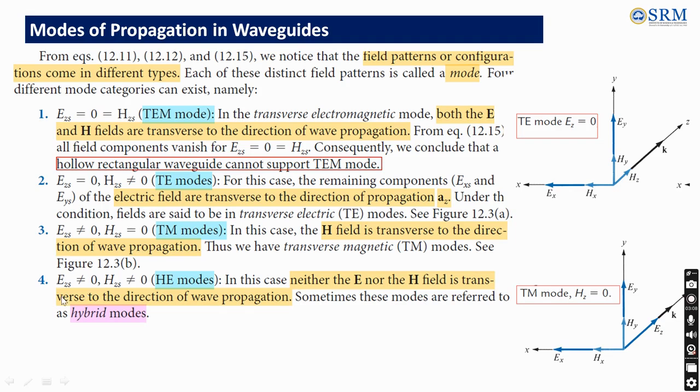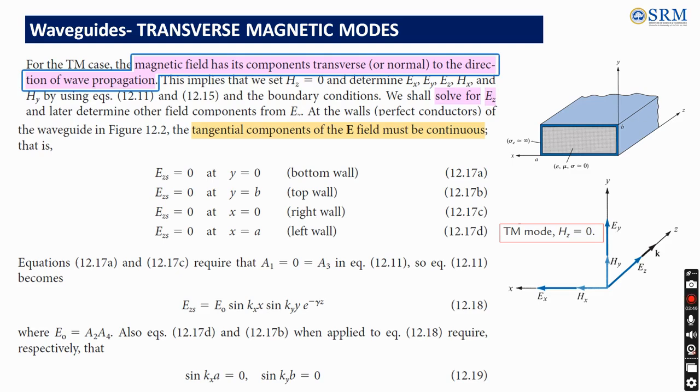And the last case is if both are not equal to zero. If both the electric and magnetic field along the wave direction are not equal to zero, that is called hybrid mode. In this case, neither electric nor magnetic field is transverse to the direction of wave propagation. Actually, we are going to see only these two modes, transverse electric and transverse magnetic mode. The first and fourth modes, TEM as well as hybrid mode, do not exist in the waveguide. Now let us see the transverse magnetic mode in the upcoming slides.